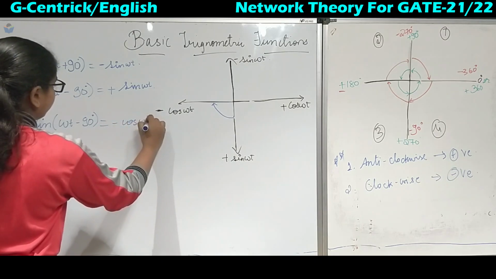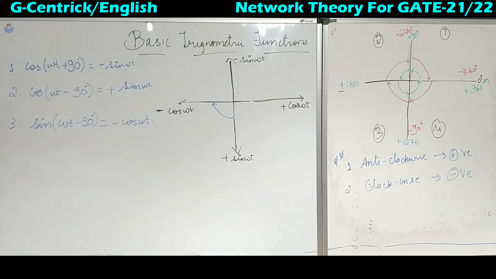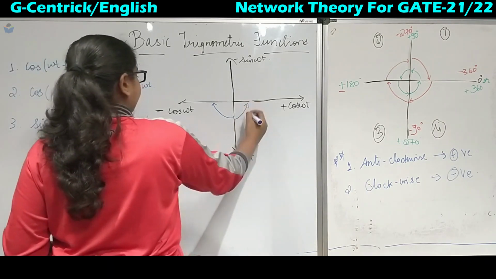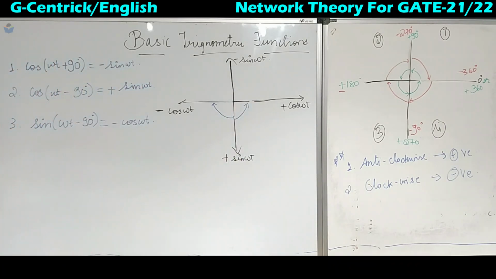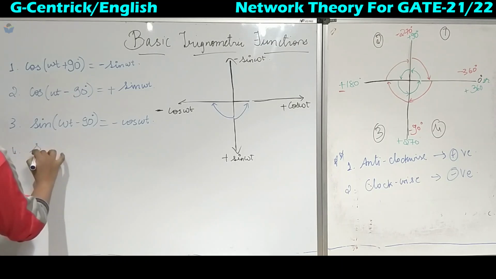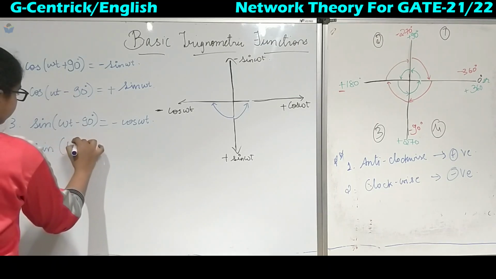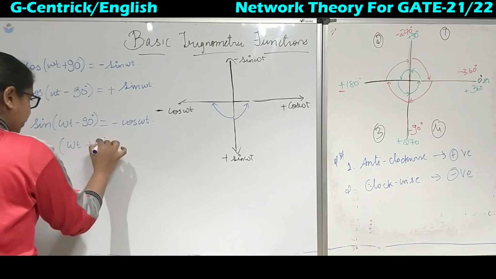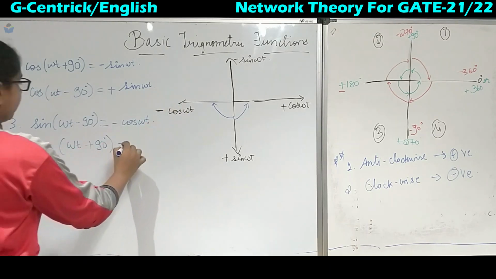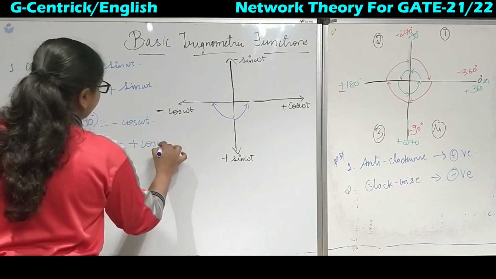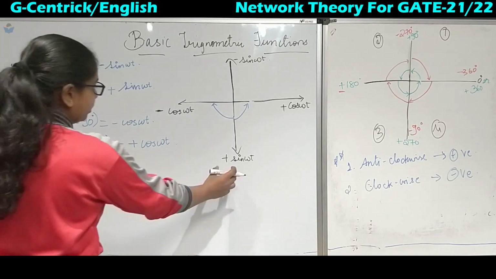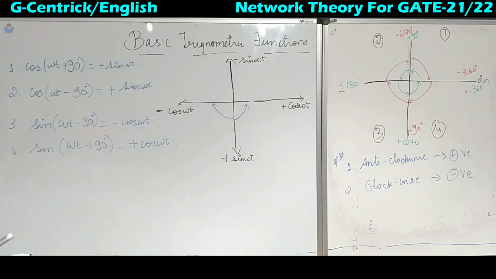Minus cos omega t. Similarly, if I move in this direction, that is the anti-clockwise direction, what will I get? Sin of, if I am moving anti-clockwise, then this will be plus 90 degrees. What will I get? Plus cos omega t. Okay, so this is the method to do it.